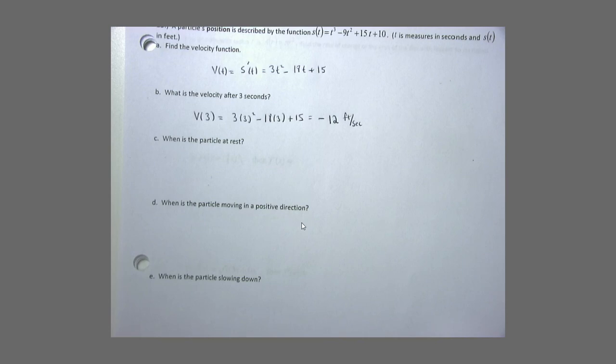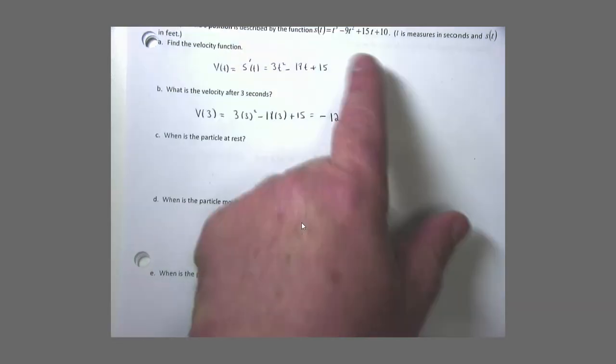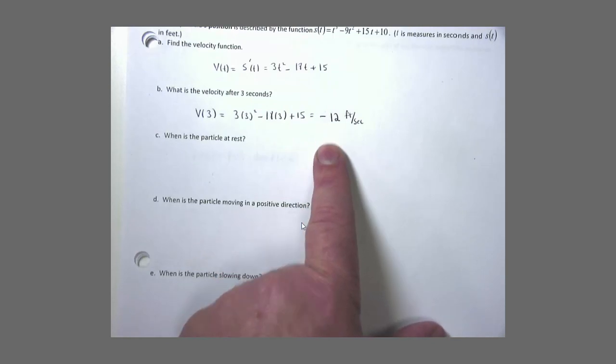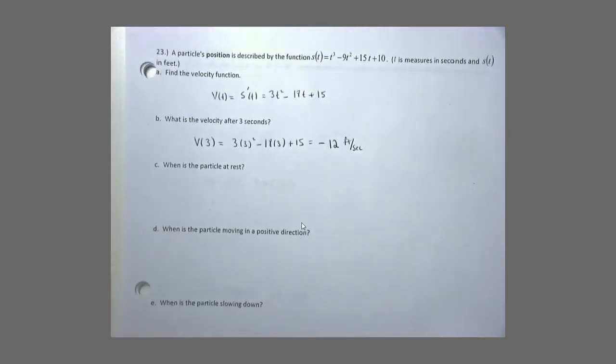The negative is telling me the direction that you're going. Now I have to put my orientation. Typically, negative is either down or to the left. Positive is to the right or up. Left is always considered negative, right is considered positive, up is considered positive, down is considered negative. So I can tell you, based upon this particular particle and the position equation we're given, that at 3 seconds, this particle is moving 12 feet per second to the left or down, depending on the orientation. Does that make sense? Questions?